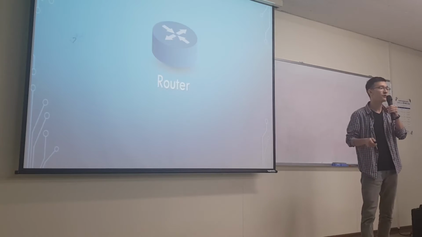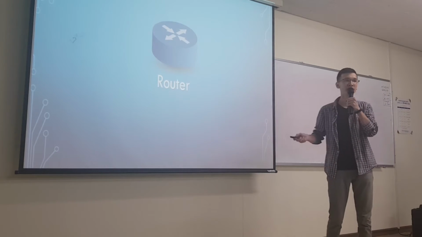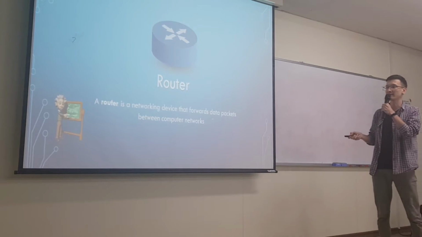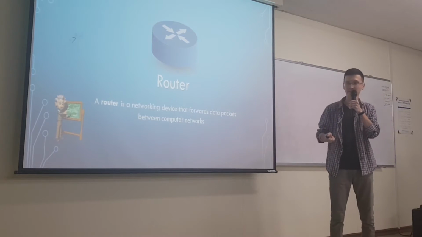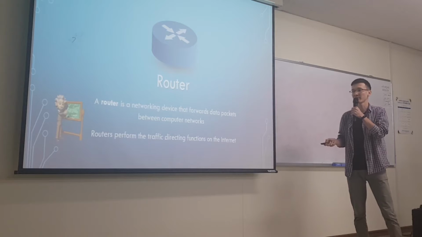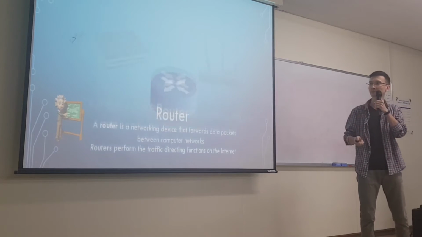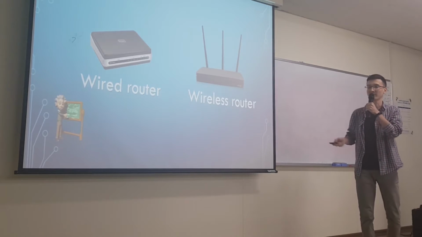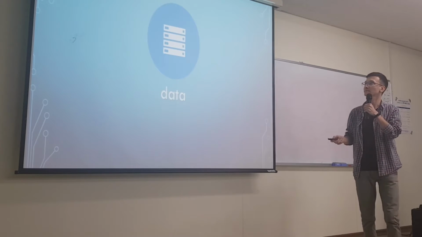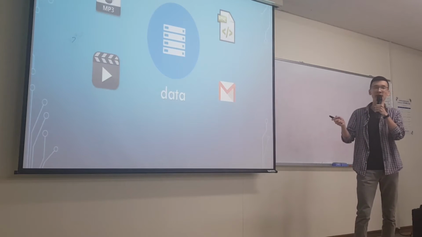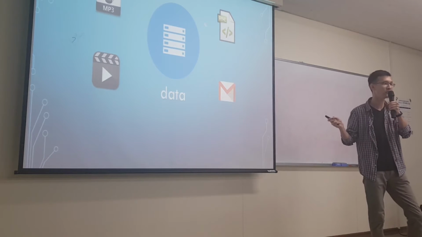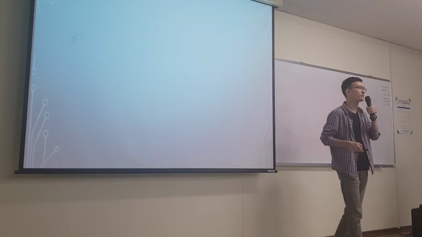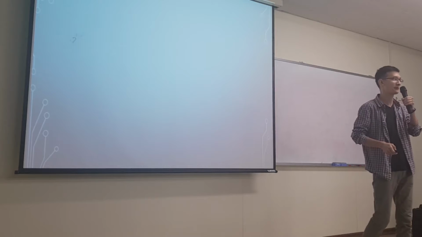Okay, first, before going deeply, let's get to know about the router. What kind of equipment is it? A router is a networking device that forwards data packets between computer networks. Routers perform the traffic directing function on the internet. There are two types of router, wired router and wireless router. You already know about them. We also have data. Data can be music file, video file, or HTML and email. And data sent through networks is in the form of data packets.